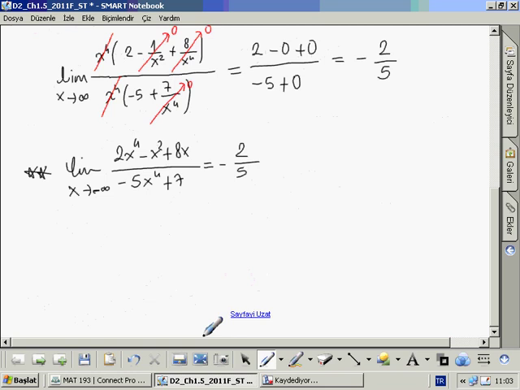The second limit is done in a similar fashion, and notice, however, that nowhere in the work for the first limit did we actually use the fact that the limit was going to plus infinity, okay.